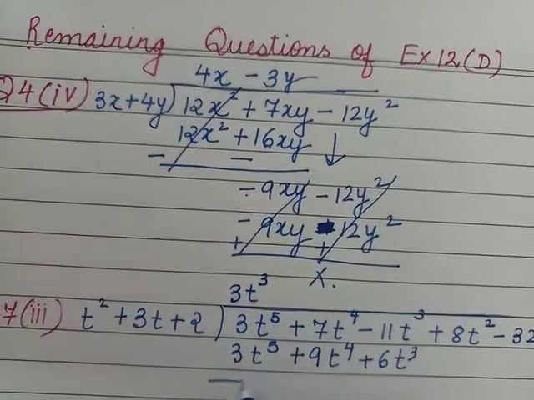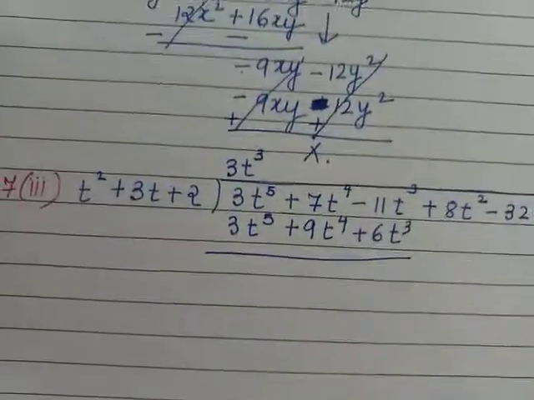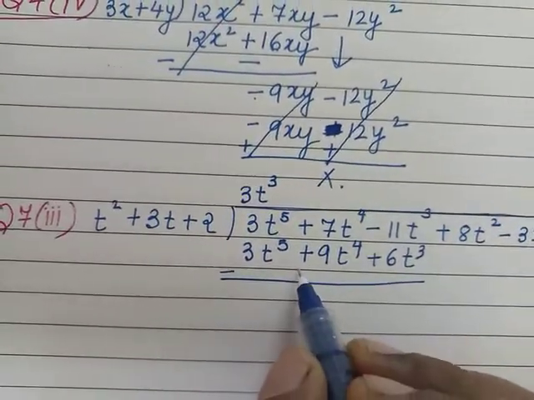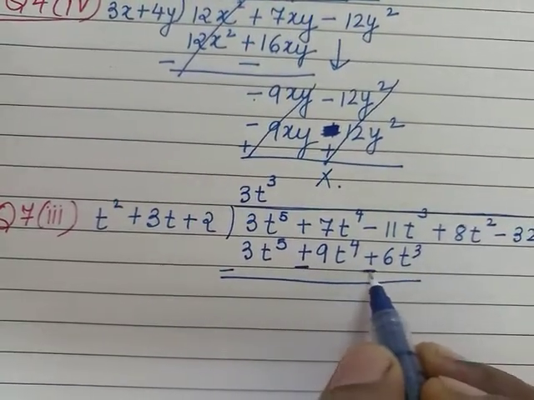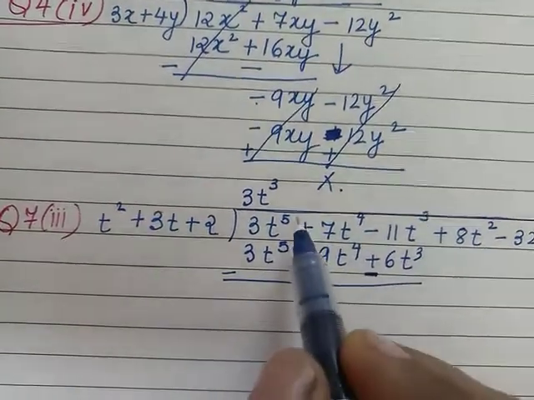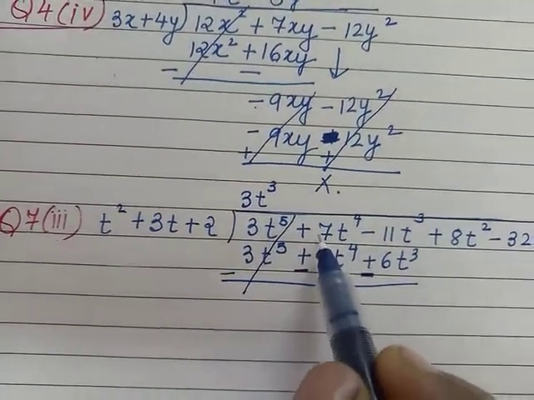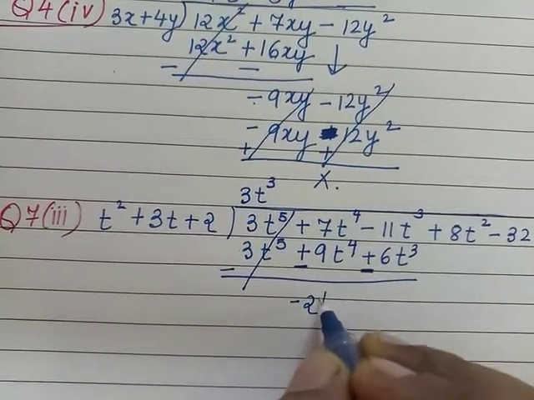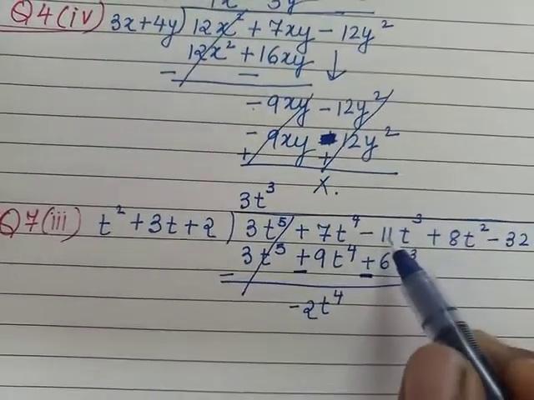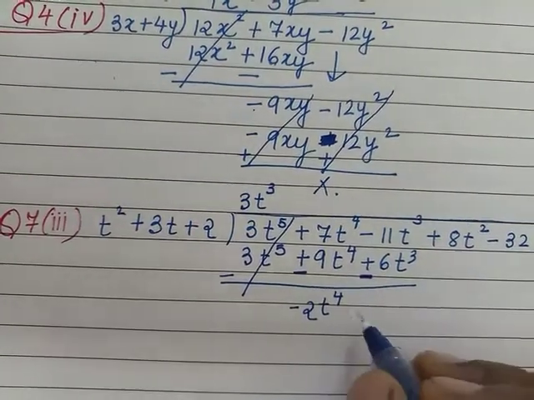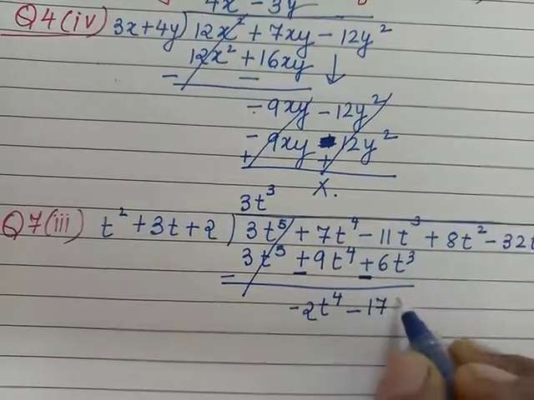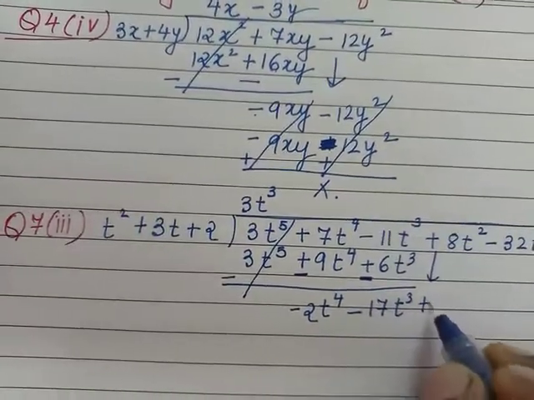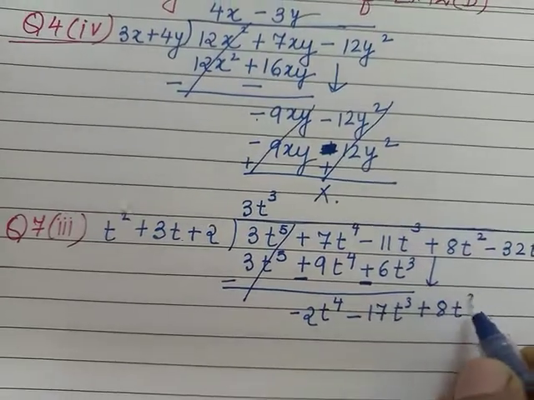Now we subtract these two. So on subtraction, the sign changes. This plus will become minus. This plus will also become minus. Now this gets cancelled. Plus 7 and minus 9 will give you minus 2t to the power 4. Minus 11 and minus 6 will give you minus 17t cube. Now we copy down this plus 8t square.